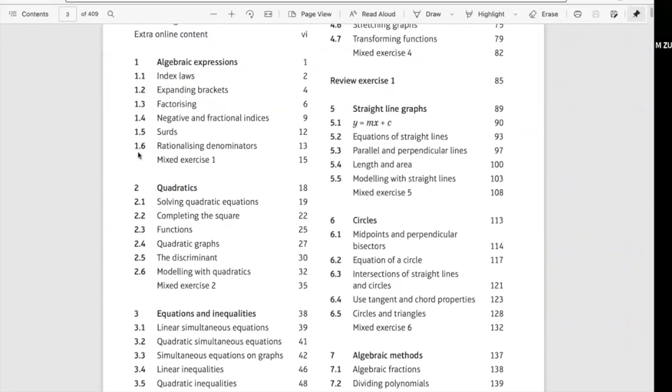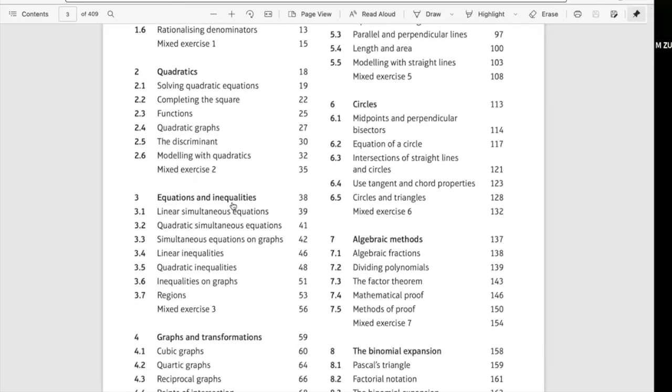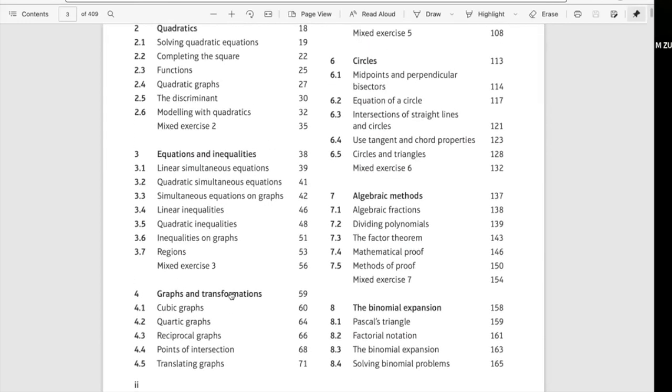This is the most important topic. In case of algebra, there were expansions, factorizations, and mostly quadratics, so related to chapter 2. Equations and inequalities: we had quadratic equations, again related to chapter 2. Number 3, graphs and transformations. Again, mostly cubic and quadratic, they were just sketches, and transformation related to chapter 2.